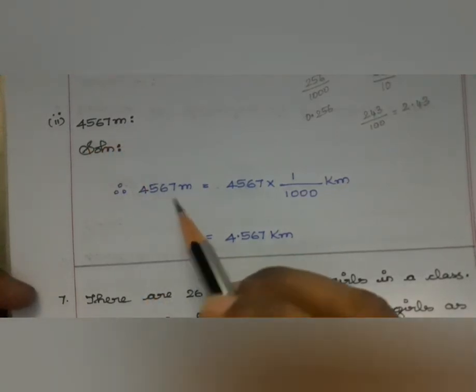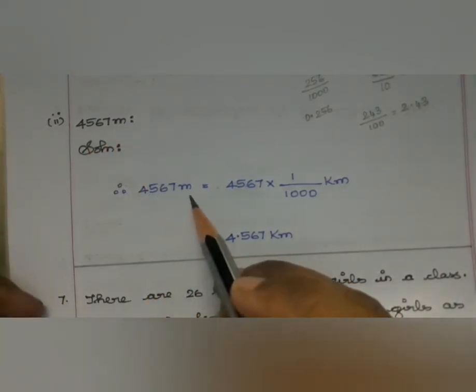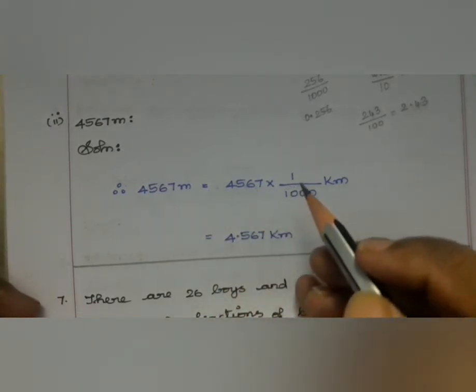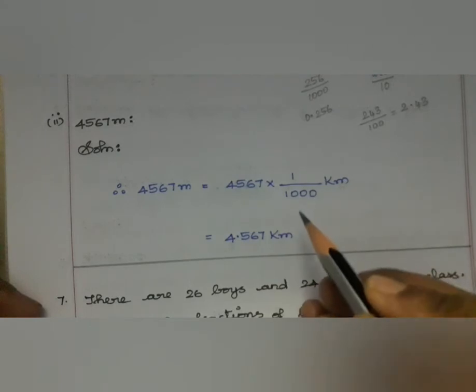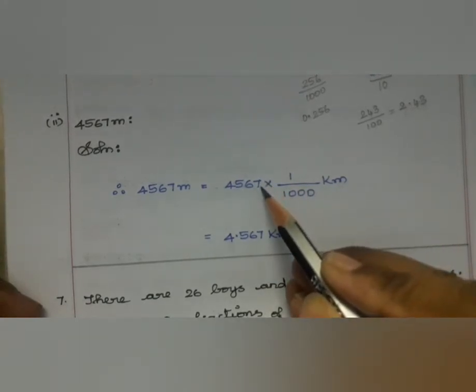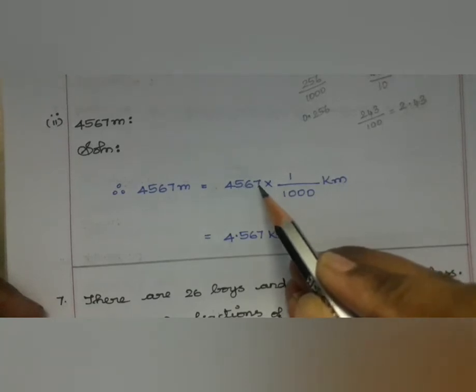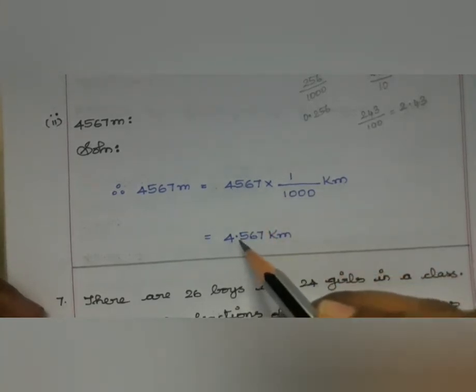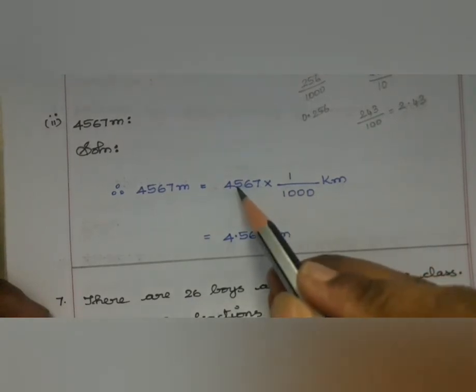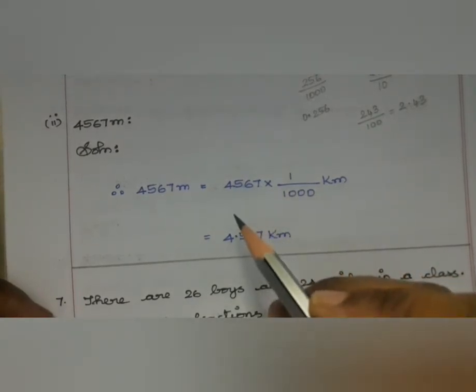Next, 4,567 meter. 4,567 meter is equal to 4,567 into 1 by 1000 kilometer. Since it is 1000, push the decimal point forward 1, 2, 3, therefore 4.567. If it is 1000, push the decimal point forward 3 steps. Okay, fine.